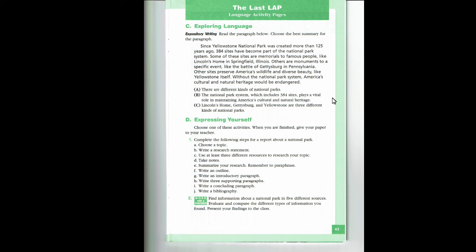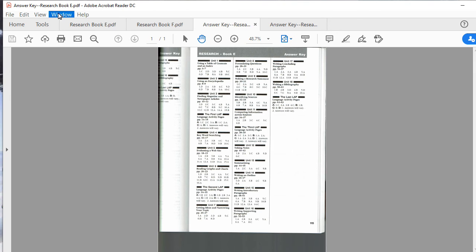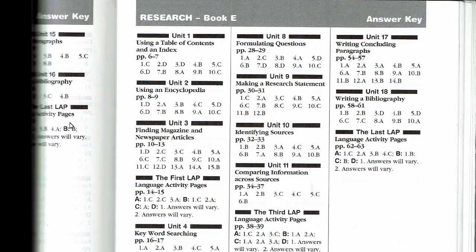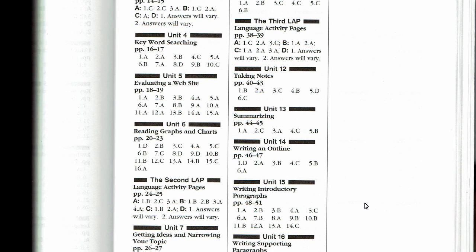All right, it's the end of the book. Let me get to the answer key. The answer key goes in chronological order from one column to the next. So, I'll zoom in. This is for the top half of the page, and this is for the bottom half of the page.